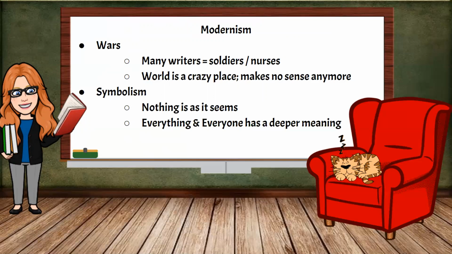Symbolism was big in this time period. Nothing is as it seems. Everything and everyone has a deeper meaning. Everyone and everything is symbolizing something else. And so it's really difficult to get everything that's meant to be gotten out of the text.